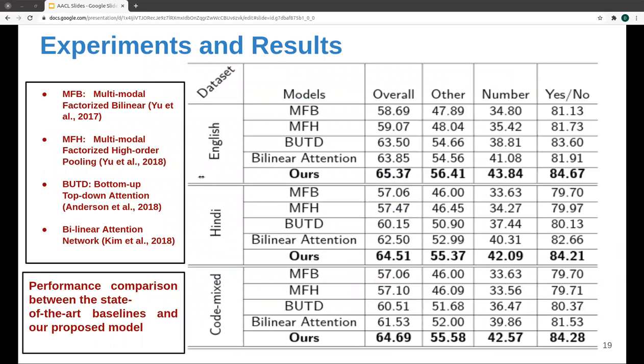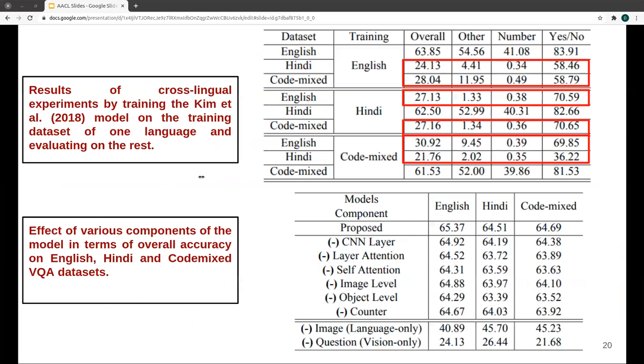Coming to the results, we compare the performance of the proposed approach with the recent state of the art in visual question answering, such as MFB, MFH, bottom-up top-down attention, and bilinear attention network. Our unified visual question answering model achieved state of the art performance on English, Hindi, and code mix visual question answering datasets. I mean to say visual question answering 1.0 and our created MCVQA dataset.